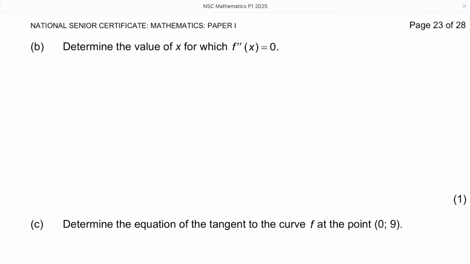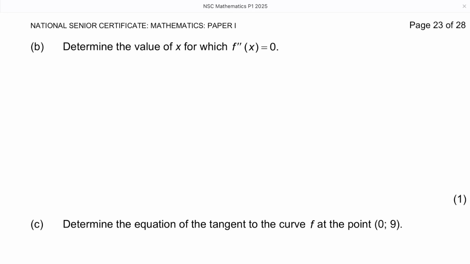The next part of this question asks us to determine the value of x for which the second derivative is equal to 0. Now, a very big problem that we have here is we don't have an equation of the original graph of f of x. We also don't have the equation for the first derivative, the parabola. We do have enough information to calculate that, but this question only counts 1 mark, which means there should be a shorter way or a quicker way, which there is.